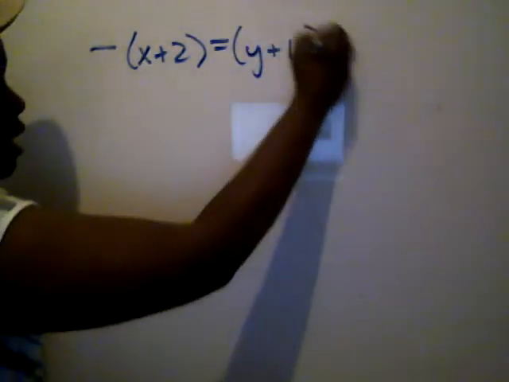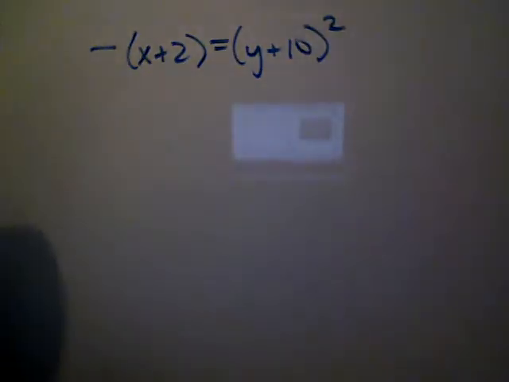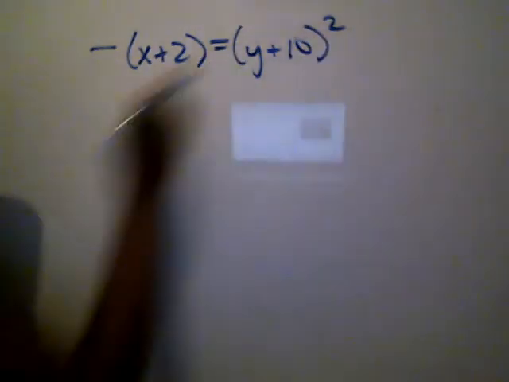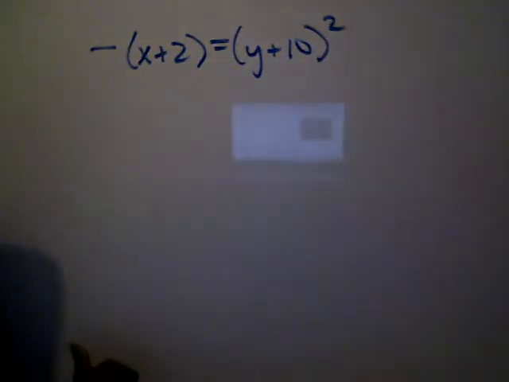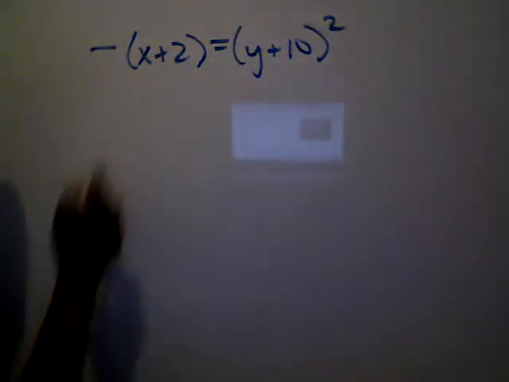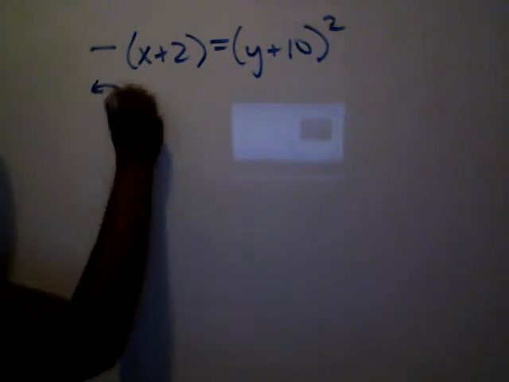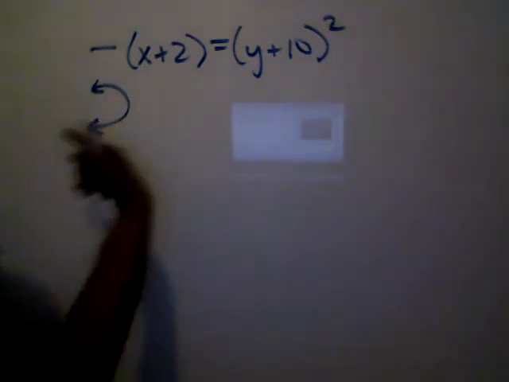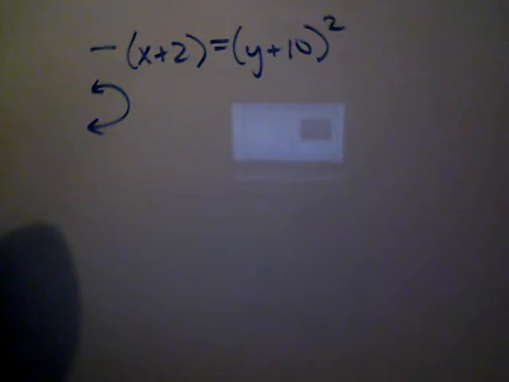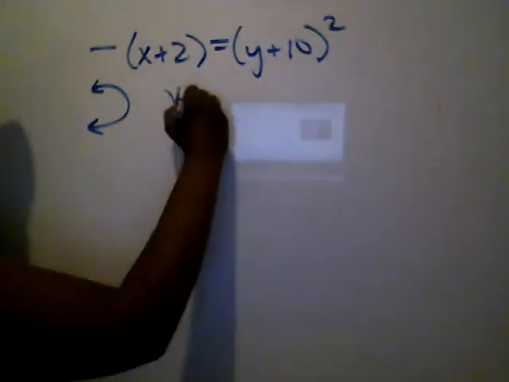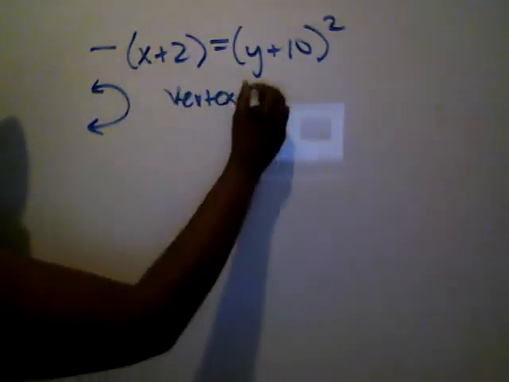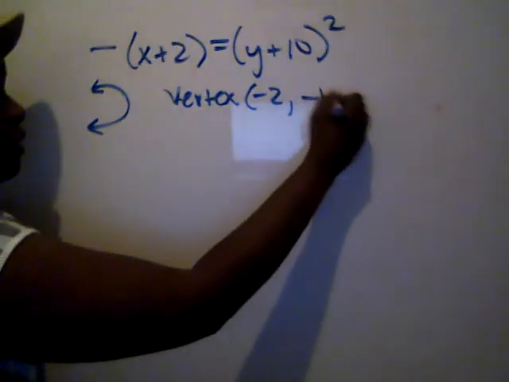equals (y + 10)². Okay, so it's y squared, so we know it's going to be either opening left or right. The negative tells us it's opening to the left. So just to keep in mind, we should have a parabola opening that way to the left. Another thing to keep in mind, you can find the vertex. The vertex is the opposite of this, so (−2, −10).